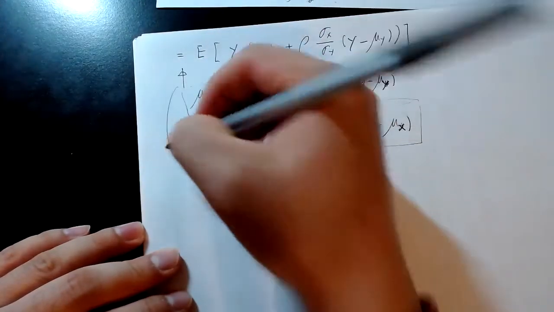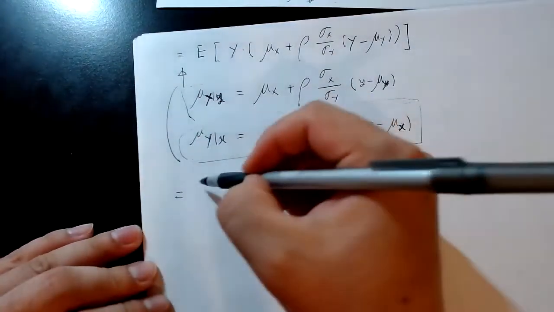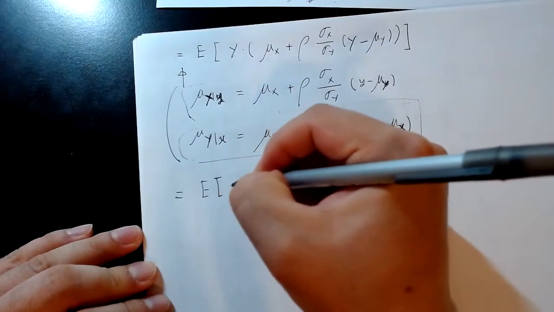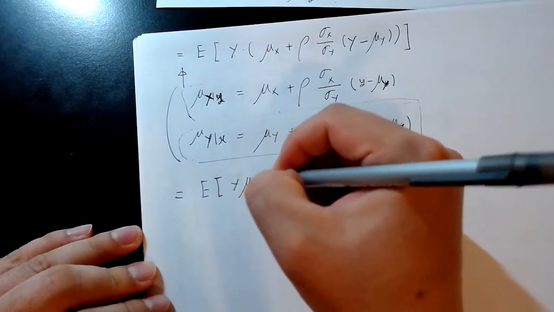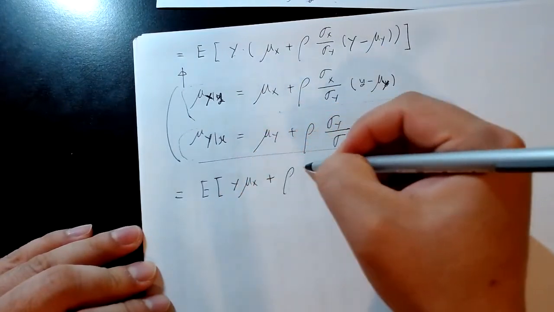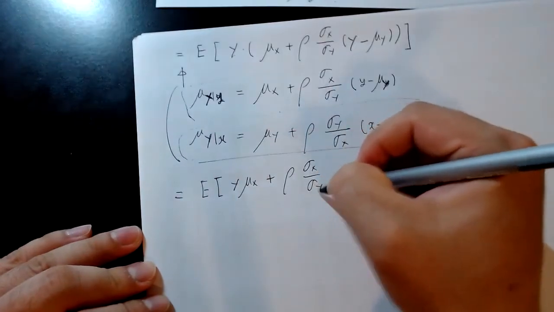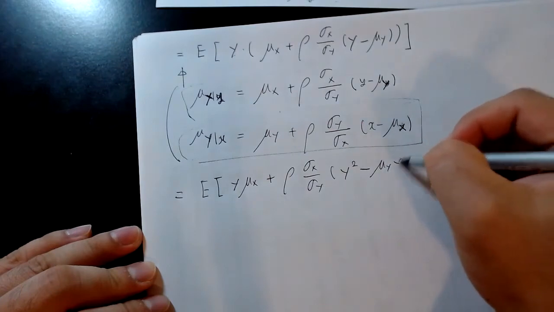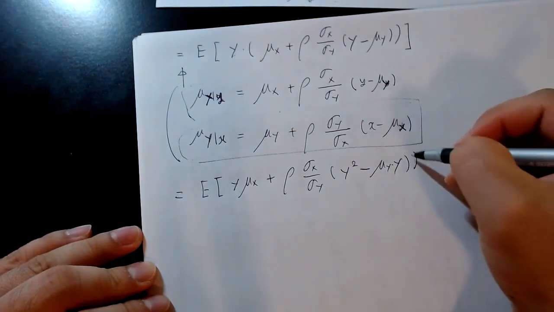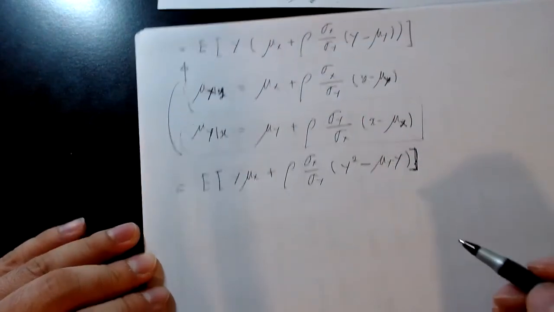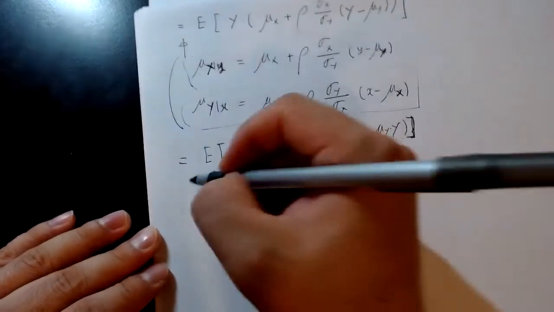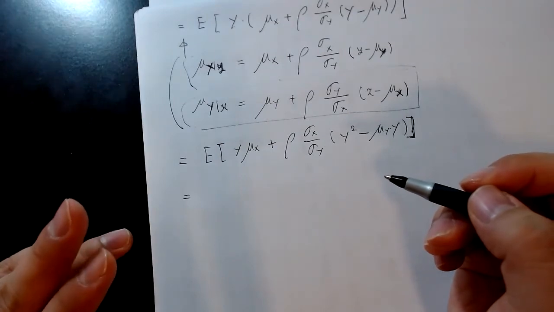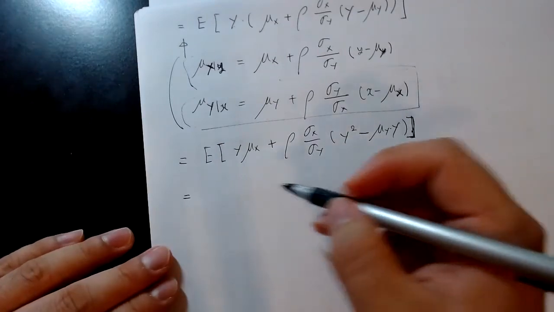So that is equal to the expected value. By distributing y, we get mu y times mu x, plus rho times sigma x sigma y, times (y squared minus mu y times y). Okay. So now what? That is equal to... Now we use the linearity of expected value.